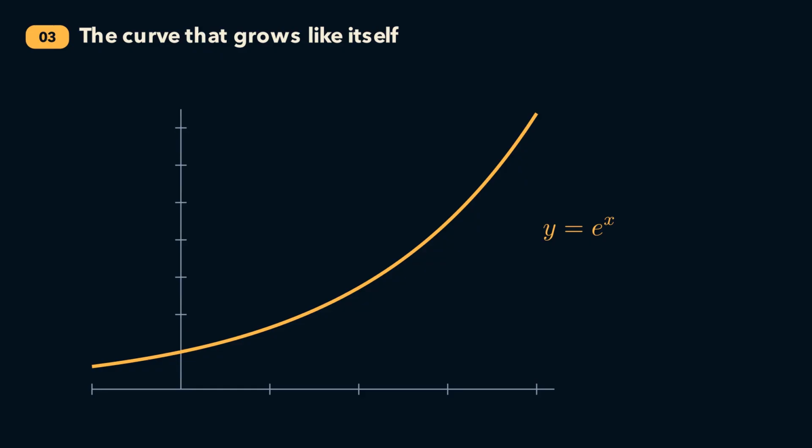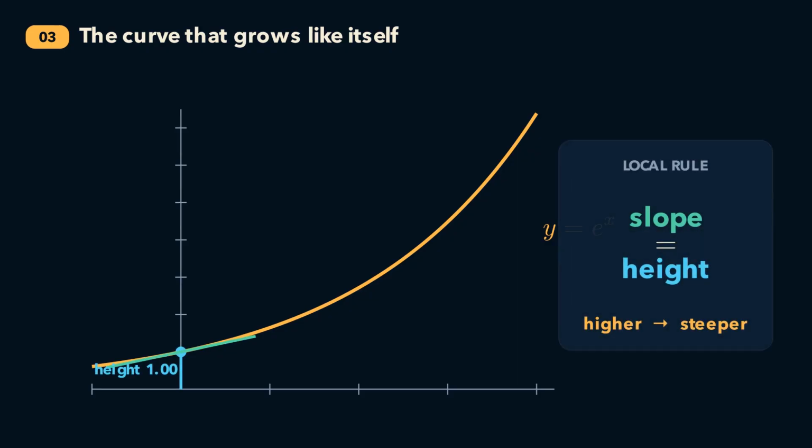Suppose a population grows at a rate equal to its current size. When the population is small, it grows slowly. When it is large, it grows quickly. On a graph, growth rate means slope. So we want a curve whose slope at every point equals its own height.